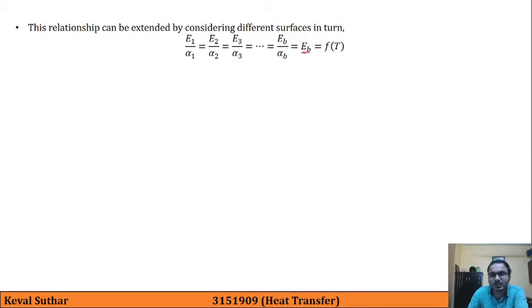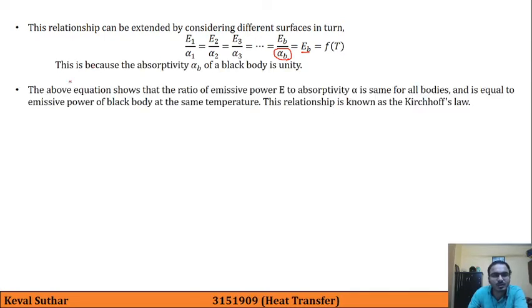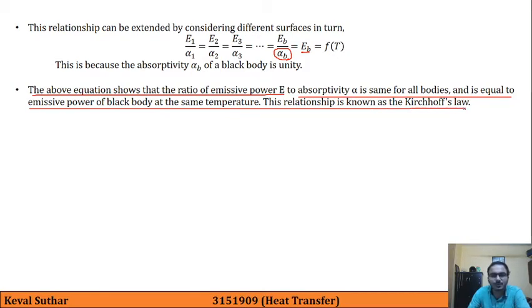Here it is written only EB. Why? Because alpha B, that is absorptivity of the black surface, is unity and EB is only function of temperature. So the above expression shows that the ratio of emissive power E to the absorptivity is same for all bodies and is equal to emissive power of black body at the same temperature. This relationship is known as Kirchhoff's law.